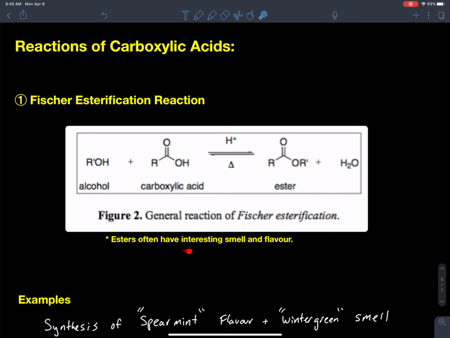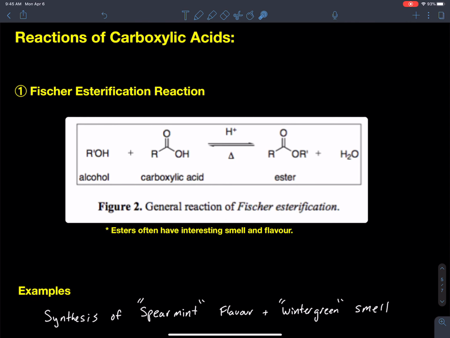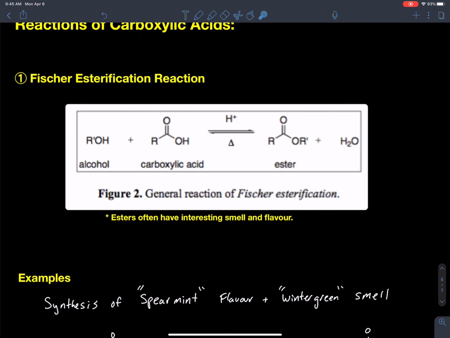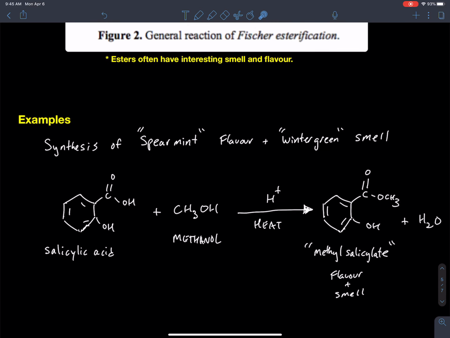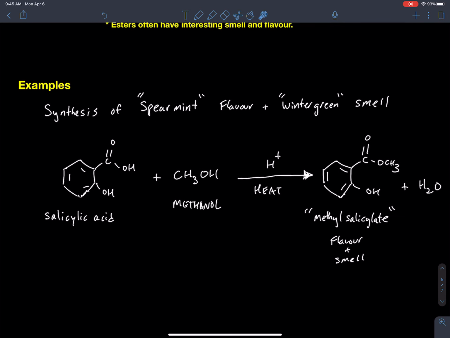Esters often have interesting smells and flavors, so we see them in the flavoring and perfume industries. An example of making a perfume and flavor is spearmint. Mint gum that you might be chewing has this chemical in it. Starting with salicylic acid, which is a very important reagent for pain relievers and comes from a tree, if I react it with methanol in the presence of acid and heat, it's going to undergo the esterification reaction to make methyl salicylate.